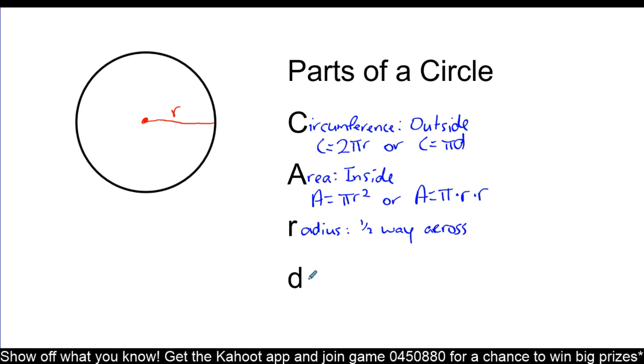And then the whole thing is the diameter. This goes all the way across. Let's do that in, what's this, green? That's green. See how perfectly I can draw a straight line. That's pretty good.